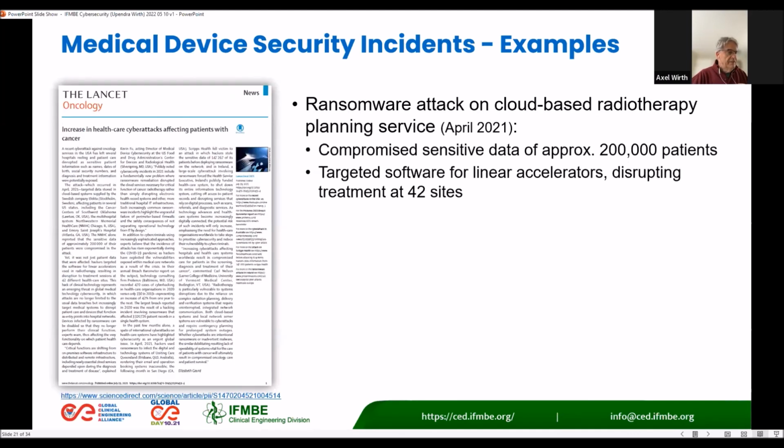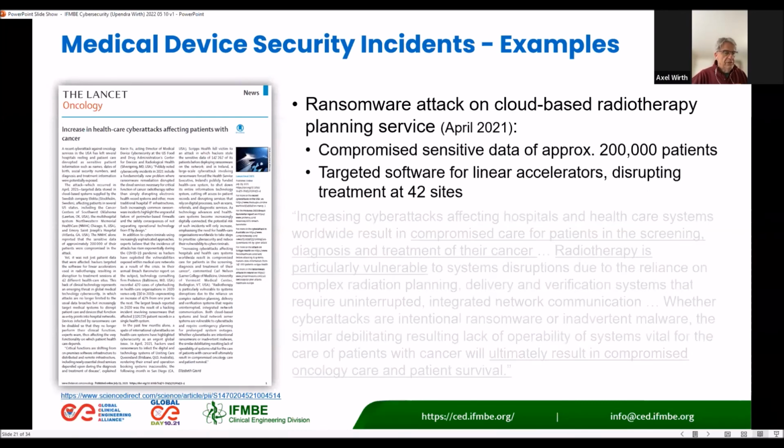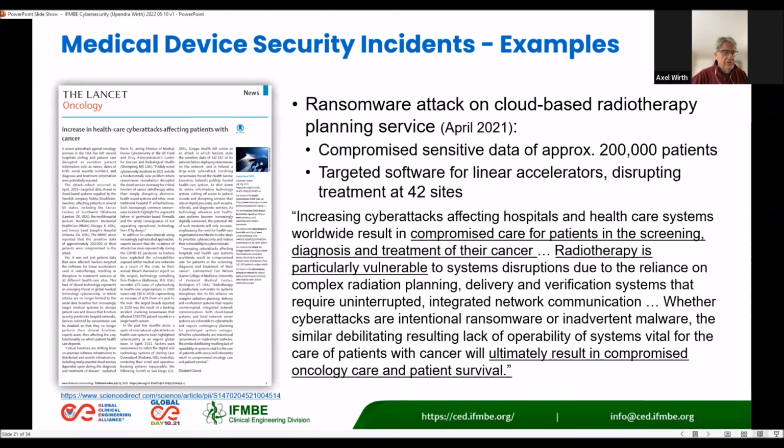Here is a very good article analyzing how a cloud-based radiotherapy planning service was impacted back in 2021, which compromised sensitive data of about 200,000 patients and impacted about 42 sites that were using linear accelerators to treat cancer patients, disrupting the treatment of those patients. And clearly a high impact, high severity scenario, because it compromised the care for patients undergoing cancer treatment. Radiotherapy is particularly vulnerable because it is such a sensitive type of therapy device that is so important to patients receiving that type of therapy, and any delay obviously will result in compromised oncology care and will impact patient survival long-term.